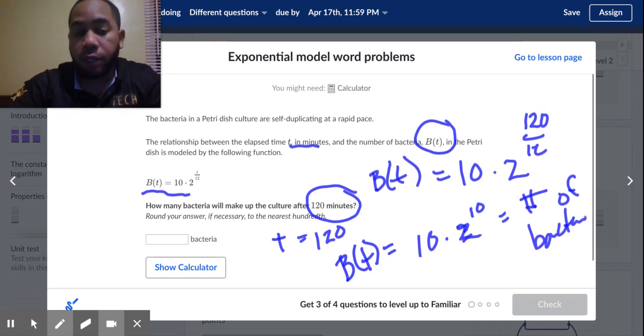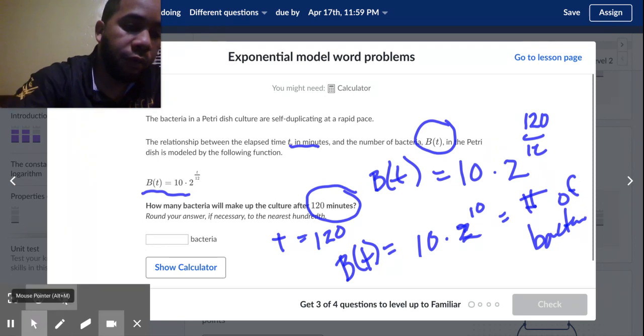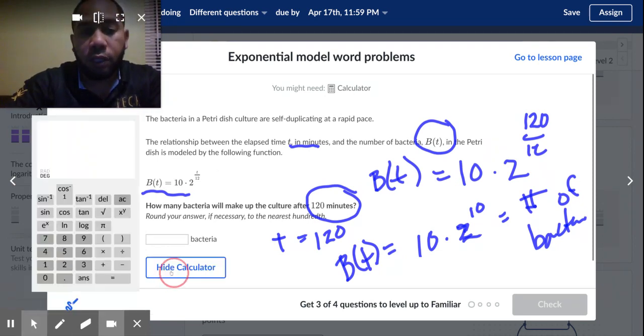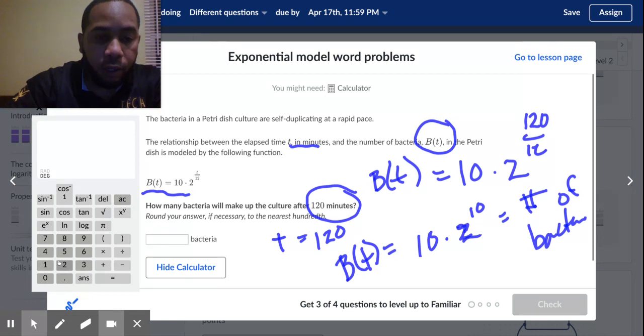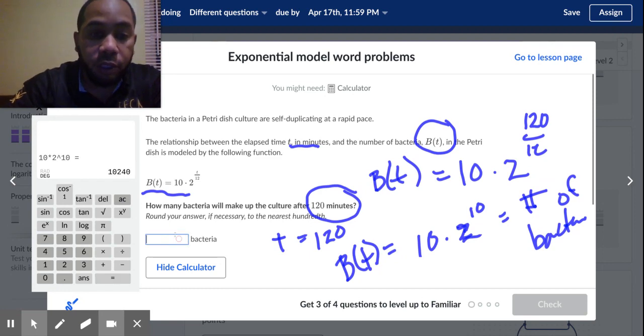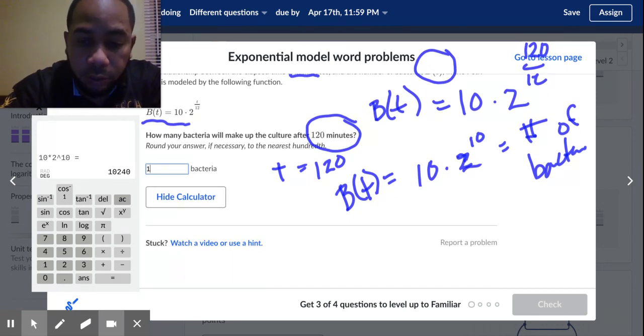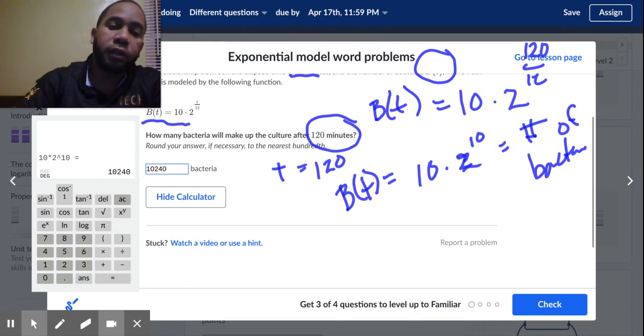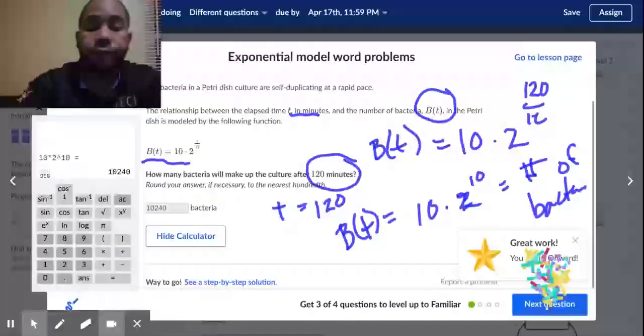Okay, so let's just type that into the calculator. I told you, this stuff may look complicated. Just trying to get y'all ready for your SATs. And this bacteria started off with 10 bacteria. It was doubling. And now it's been 2 hours. And so we're going to see how much bacteria there is. And dang, it started off with 10. After 2 hours, it's at 10,240 bacteria. That's a lot of bacteria.